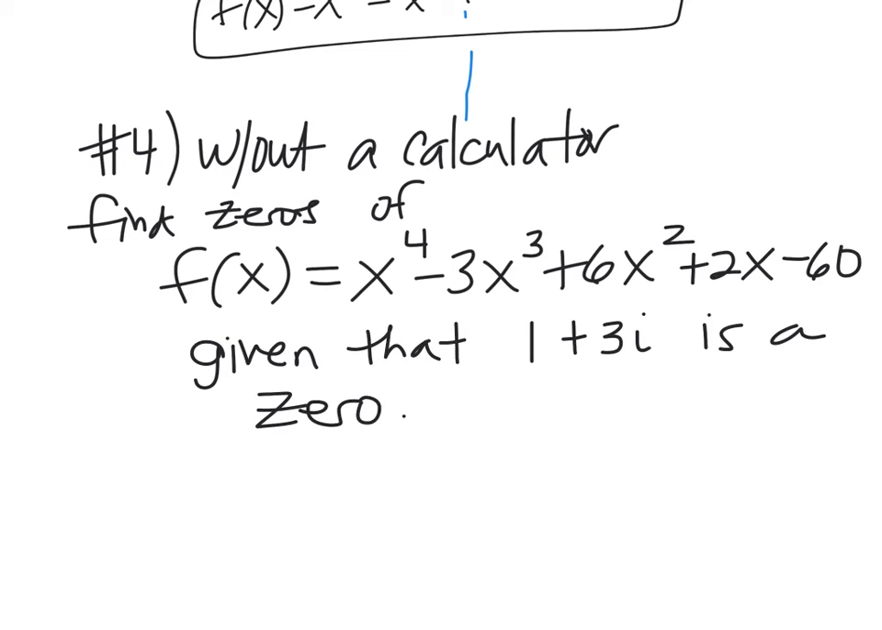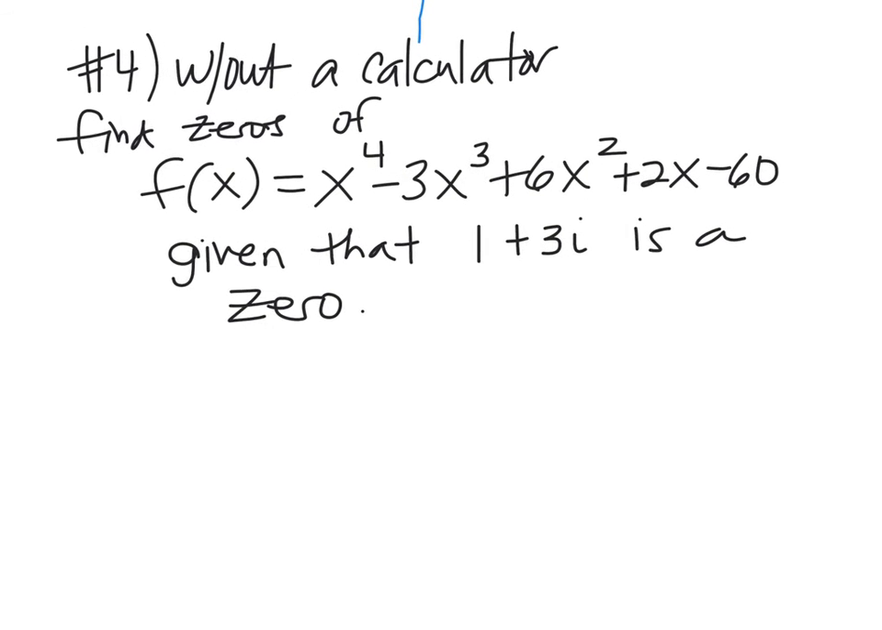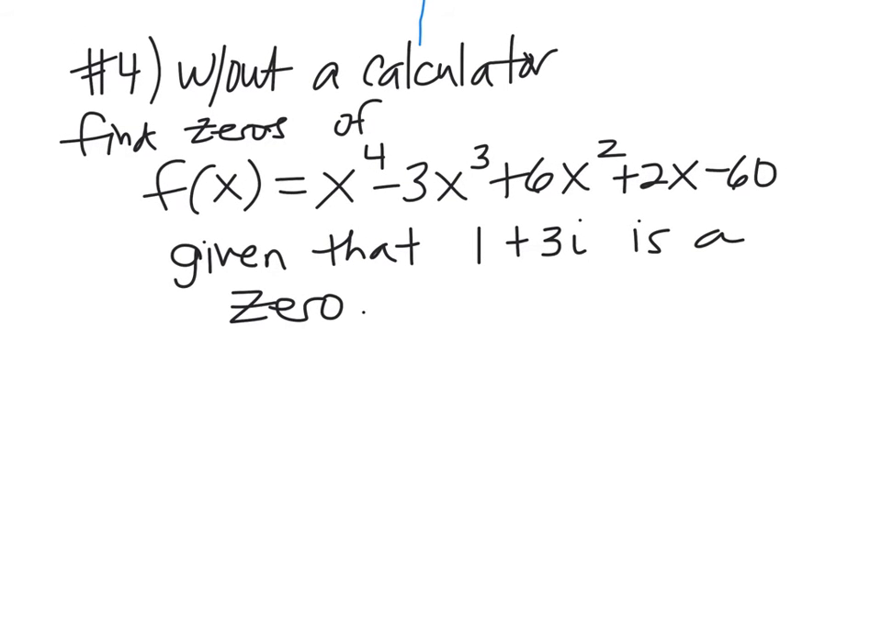Okay. Now, you could, back in the day, take all of your factors of 60, which are quite a bit, over your factors of 1, which is just 1, and test them all in here. No, we're not going to do that. We are given that 1 plus 3i is a zero. So, what do we know right away? Perfect, yes. 1 minus 3i is also a zero. Now, what we just did right there was we have half of them. We just have to find the other two.